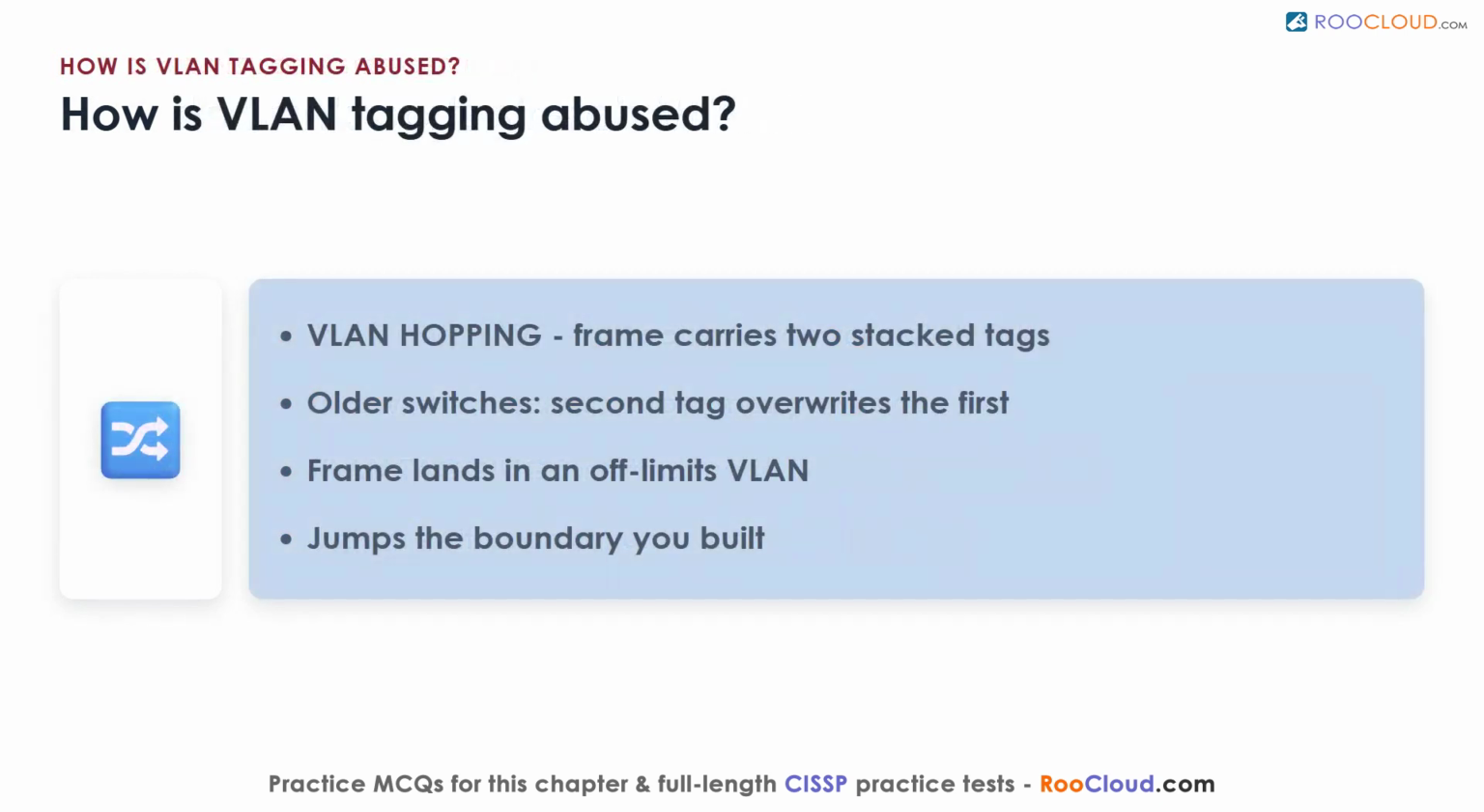How do attackers abuse VLAN tagging? Through an attack called VLAN hopping. An attacker crafts a frame carrying 2 tags stacked together instead of 1. On older switches, reading the first tag into memory got overwritten by the second, so only the inner tag survived. When the switch then forwarded the frame, it landed in a VLAN the attacker was never supposed to reach, jumping the boundary you built. The lesson is that a segmentation feature is only as strong as the switch enforcing it, so double tagging protections matter.